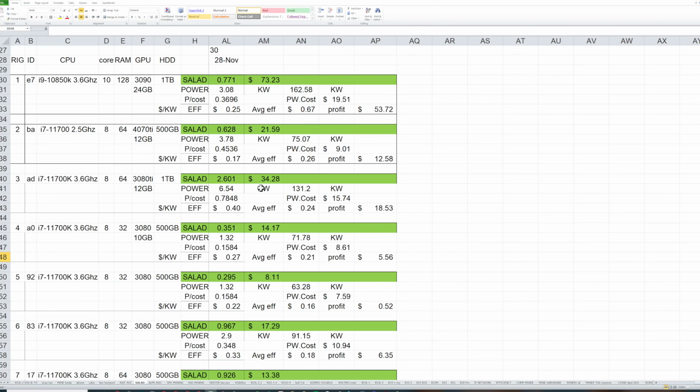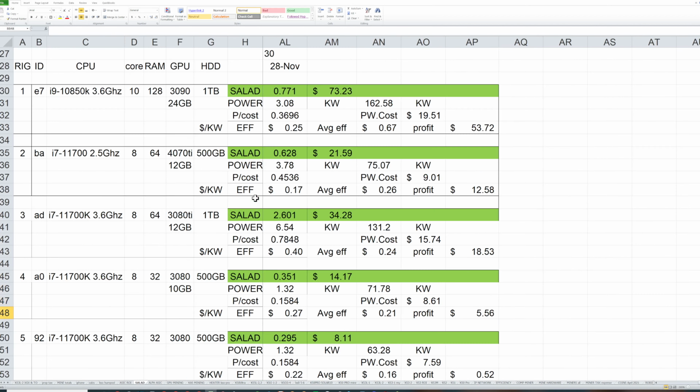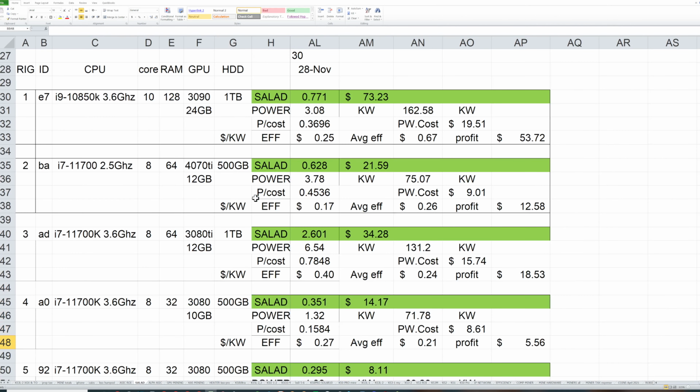Okay, and here you go. Let me even pull it up more. Okay, so let's go rig by rig. So I have here the first rig, my total per month, 73.23. It's for 3090. The power costs $19 and profits are $53 for this rig. So efficiency is 25. This is the average for the whole 30 days.